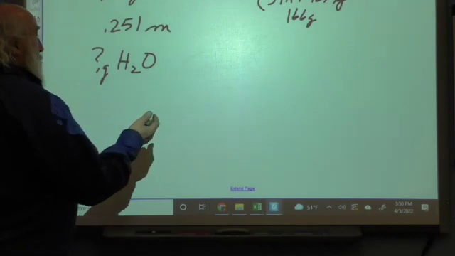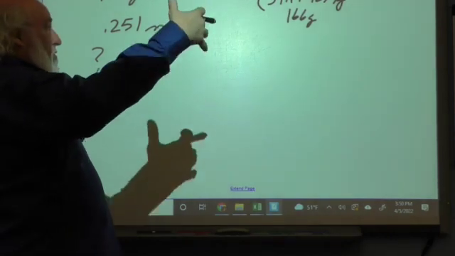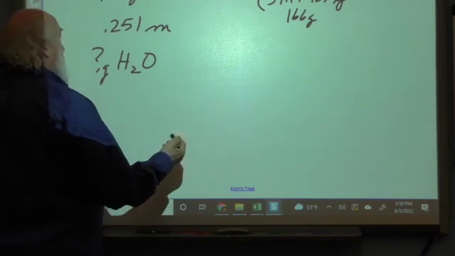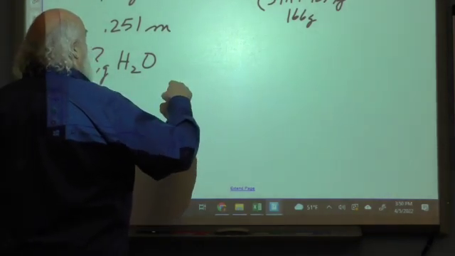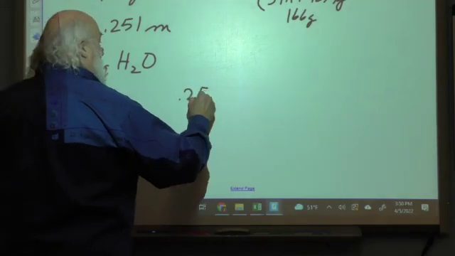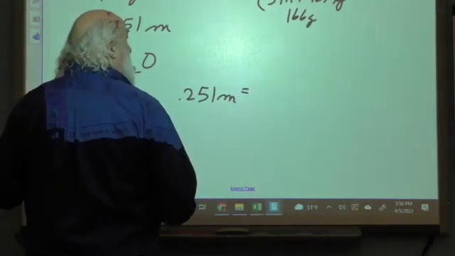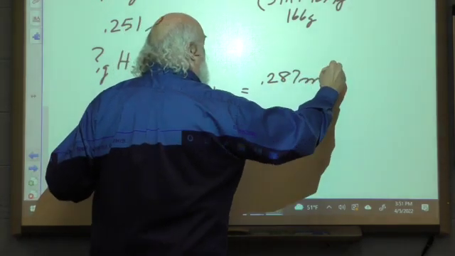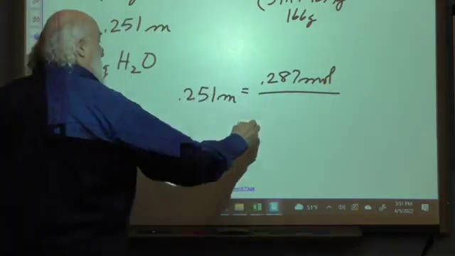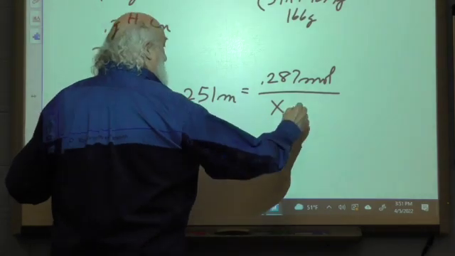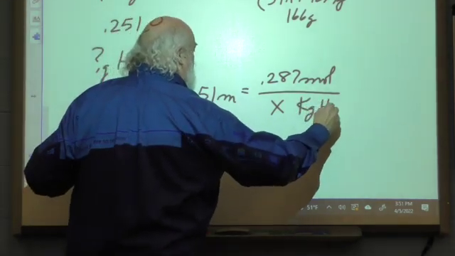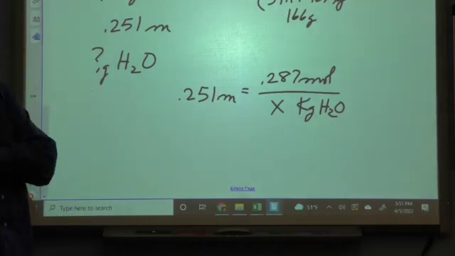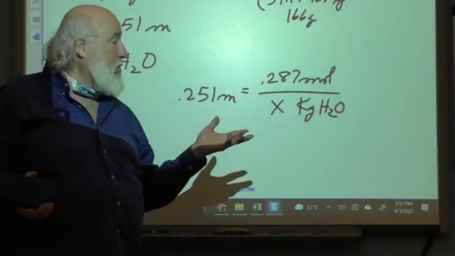All right, so we know the formula is molality equals moles of solute over kilograms of water, or solvent, whatever you want to call it. So the molality here is 0.251. The number of moles is 0.287. And we don't know the number of kilograms of water, X kilograms of water. Actually, we're solving for grams, but the formula asks us to solve in kilograms instead.